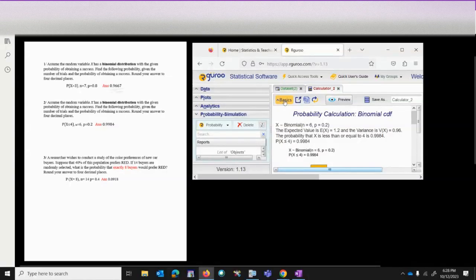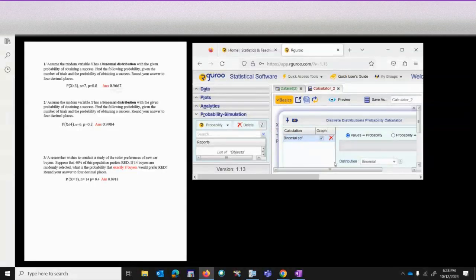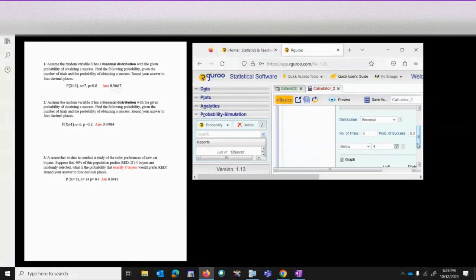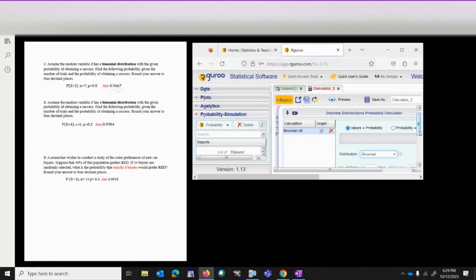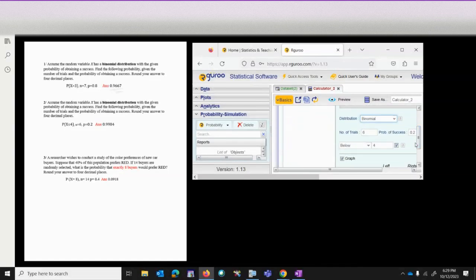As usual, go to the basics, because I don't have to delete anything. Some of it can stay. Once I've written them down correctly, it's binomial CDF, and the distribution is binomial. If it were different, you could choose from this list, but now we are in binomial, so make sure it says binomial, because we are talking about the binomial distribution. Now the number of trials in this case is not 6. That was the old one. It's going to be 14 buyers.